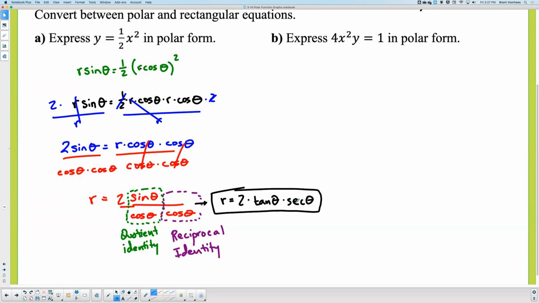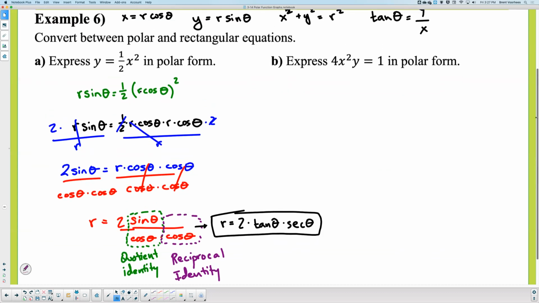All right, let's reload and try this again. Let's try this rectangular form into polar form. Using our four formulas, I'm going to say that I have 4 times r cosine theta squared times r sine theta equals 1. Since I just multiplied that out and showed you how that worked, I'm going to do it again. These, of course, can separate like I did over here.